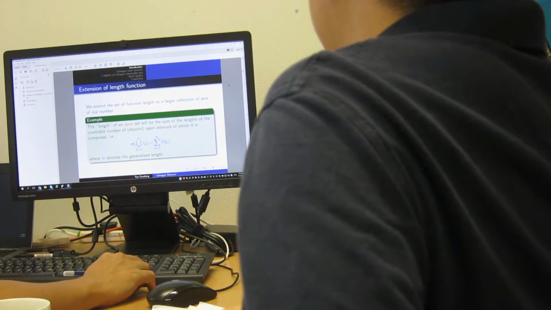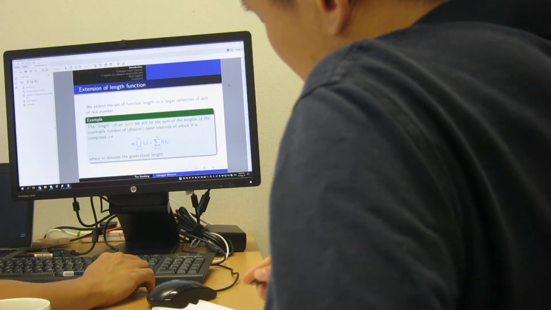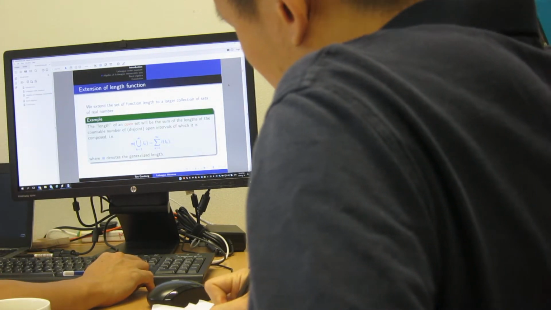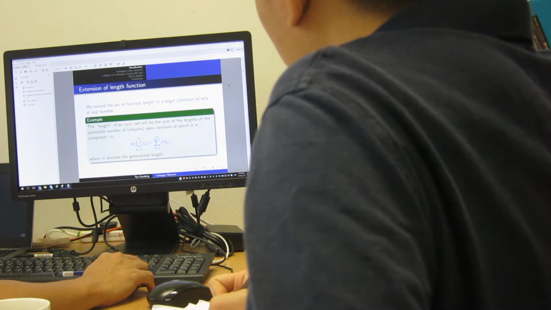For instance, the length of an open set can be defined as the sum of the lengths of the countable open intervals that compose it. Now in topology, on the real line, we know that every open set can be written as a countable union of disjoint open intervals. For example, in this case, a family of intervals I_k, where k runs from 1 to infinity. So the measure or the generalized length that we have in mind for this union of intervals, which is the open set, should be computed by taking the infinite sum of all the lengths of the intervals that compose it.